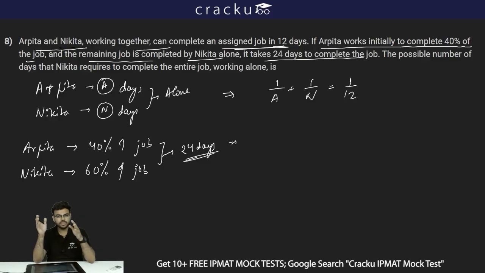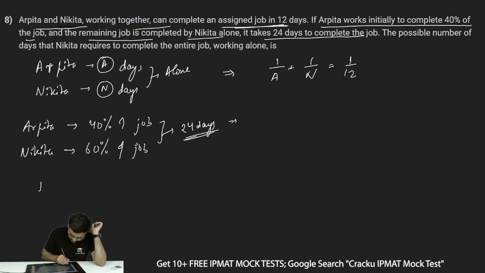Now, if Arpita is doing the complete job in A days, let's say there is 1 unit of work which is done by Arpita in A days. So 40% of the job will be what? 0.4 units, and this 0.4 units of work will be done in 0.4 A days.